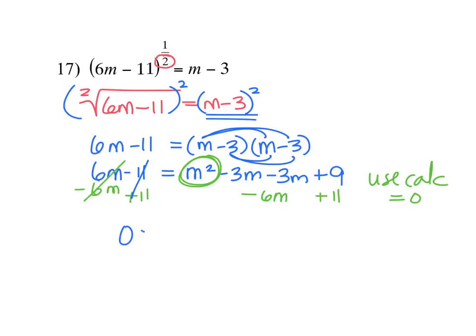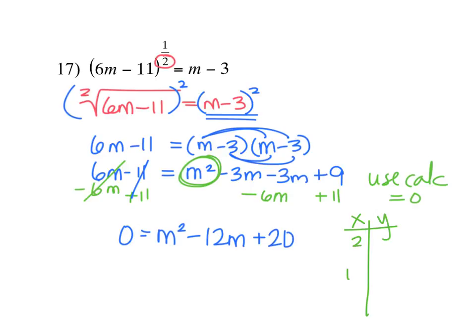So I've got 0 equals m squared, and then I have negative 3, and negative 6. If I combine all those together, I'm going to get negative 12m, and then 9 plus 11 is plus 20. If I do that in my calculator, I'm going to get answers at 2 and 10. And so these are, remember, these are possible solutions. I won't know until I check.